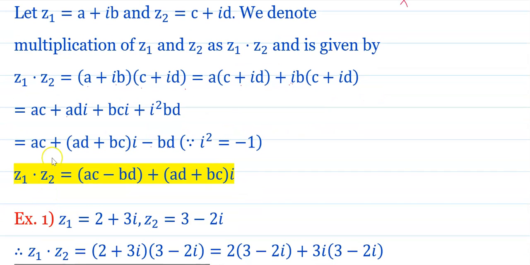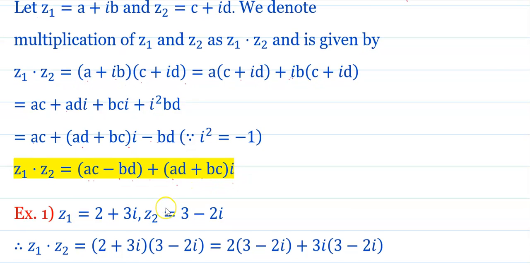Now collect the real part. AC minus BD, this is the real part and this is the imaginary part, and hence Z1 into Z2 is equal to, in brackets, AC minus BD plus, AD plus BC bracket complete, into i.